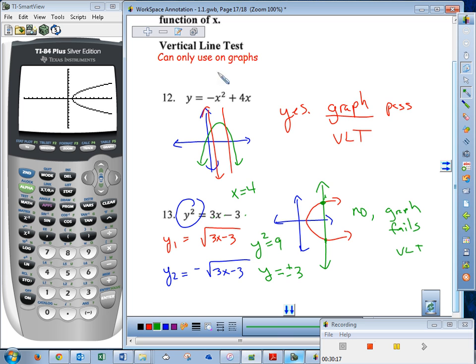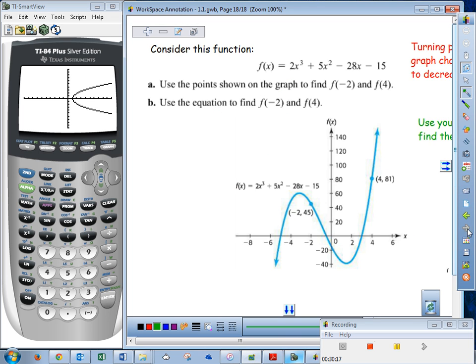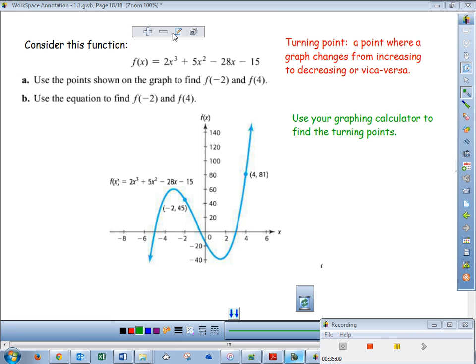Yeah, functions. If you have a graph, please sketch it for me and then see if it passes the vertical line test. Boom. Over here, consider this function. Big boy right there. What's his degree? Degree 3. Cubic. Remember the snake dude right there? Cubic.